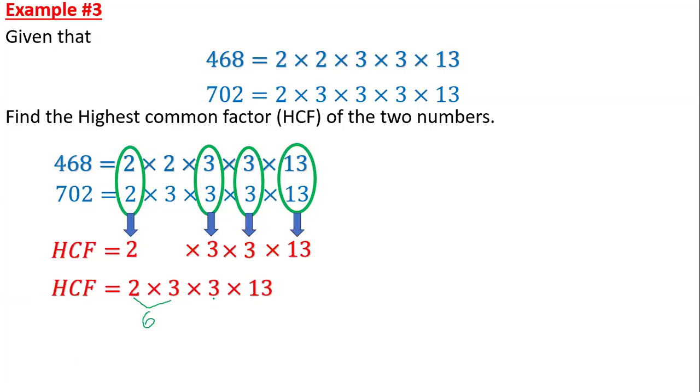And 3 times 13 is what? 39. So that means the HCF is going to be equal to what? 234. 6 times 39. So we have 39 multiplied by 6.